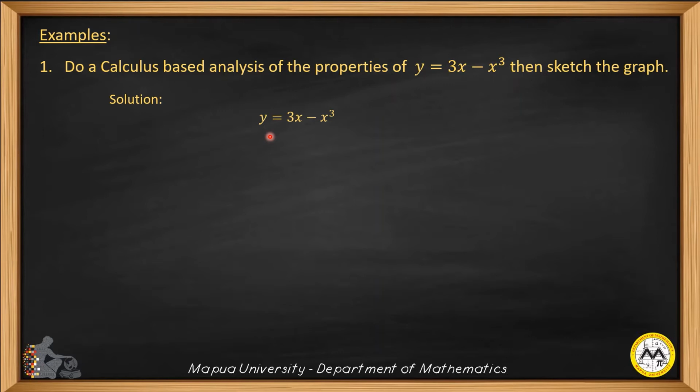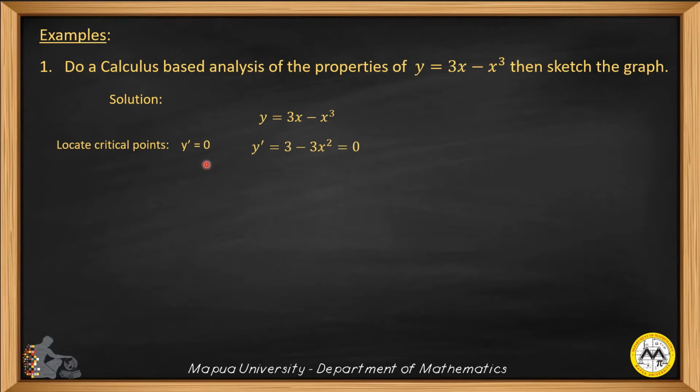And if you do a calculus-based analysis of the properties of a polynomial function, then this will just be on the location of the critical points, the location of the point of inflection, as well as investigating concavity of the graph at some intervals of x values. So if we proceed now with this, the first thing that we have to do is to locate the critical points. These are points on the graph where y prime is 0.